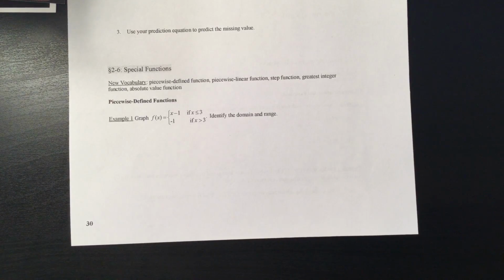All right, guys, so in 2.6, we're going to be looking at two different types of special functions. The first one is called a piecewise defined function. Piecewise means that they're kind of separate pieces of different graphs put all together onto one graph.